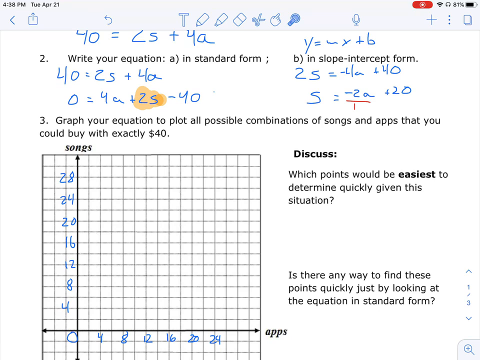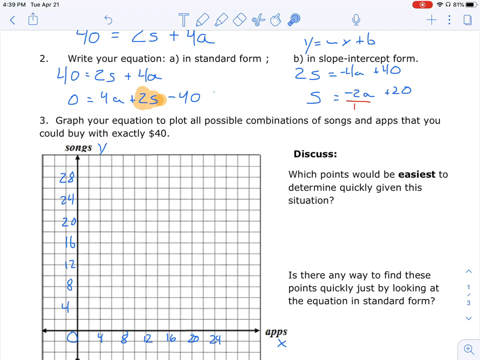So if I'm going to graph the relationship between songs and applications here, my songs represent my y-axis, put that there, and my apps represent my x-axis here. So for my first point, I'm going to use this equation because, as we learned last lesson, it's a lot easier to plot our points on the graph using slope-intercept form.